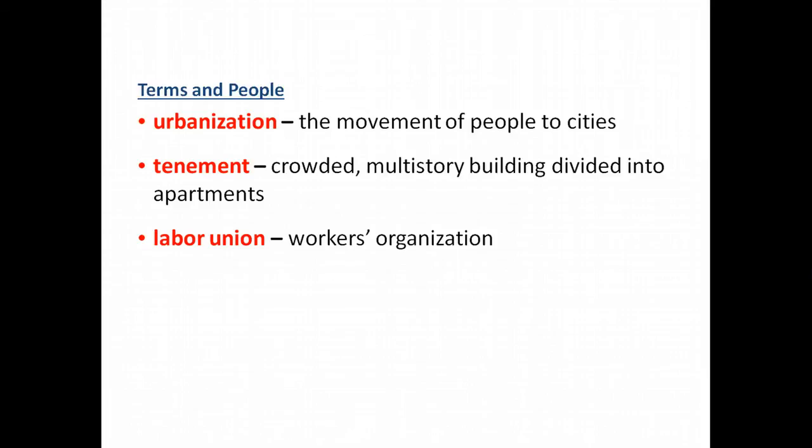Labor union. A workers' organization. Generally, early in the Industrial Revolution, labor unions were considered illegal. You weren't allowed to form one. You weren't allowed to join together to lobby for better conditions, for better wages, for more safety protections. As time goes on, we'll see the rise in the power of the labor unions, but early on, not much power.